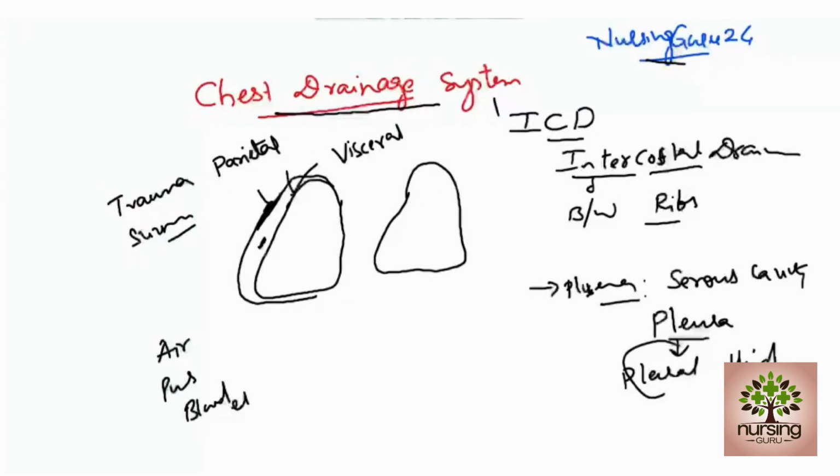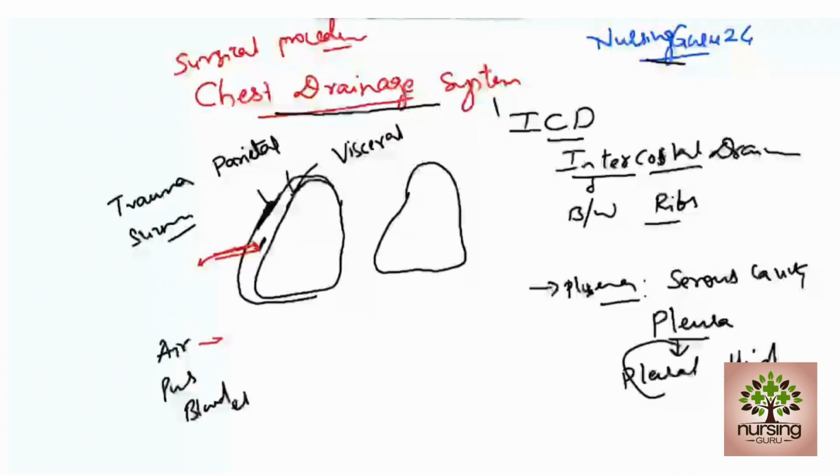Then, what is the chest drainage system? It is a surgical procedure in which a chest tube, or a hollow tube, is inserted into the pleural cavity to remove the wastes, like air, pus, blood, etc. That procedure is called the chest drainage system. It is the surgical procedure in which we insert a tube into the pleural cavity to remove the air, pus, blood, etc.